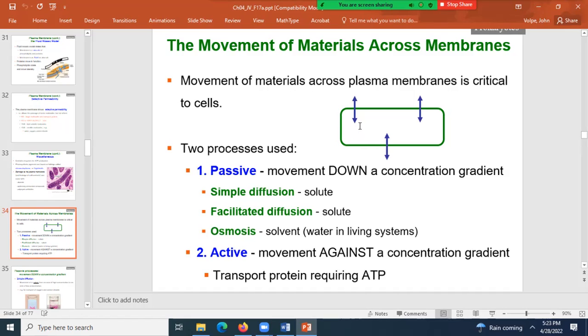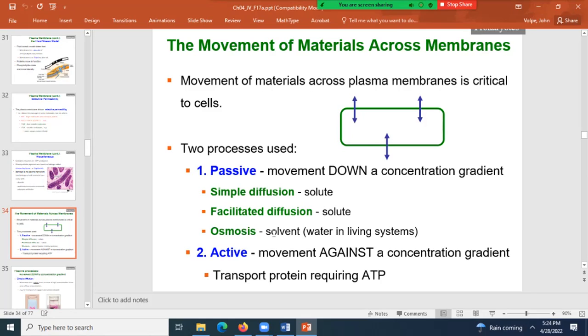Another way is, of course, oxygen moves by simple diffusion, and it would move into the cell just by simple diffusion, right across the plasma membrane. Osmosis is the third way that material can move by passive movement across the membrane. And osmosis is unique in that, instead of a solute moving, as in simple diffusion and facilitated diffusion when a solute moves across the plasma membrane, osmosis is when the solvent moves across the plasma membrane.